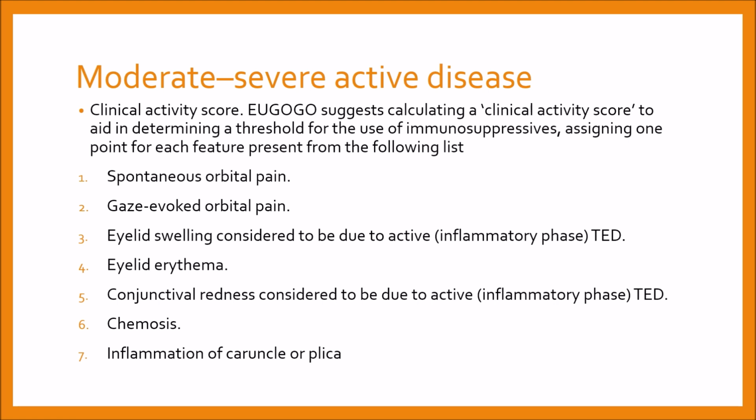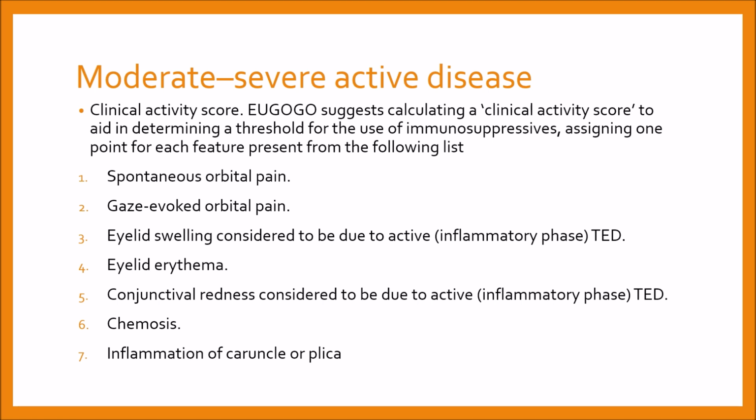Number 2 is gaze-evoked orbital pain. So first 2 are related to the orbit. Number 3 is eyelid swelling considered to be due to active inflammatory phase of thyroid eye disease. And number 4, eyelid erythema. So these 2 are related to eyelid. Number 5 is conjunctival redness considered to be due to active inflammatory phase of thyroid eye disease. And chemosis is number 6, and finally inflammation of caruncle or plica. So last 3 are related to conjunctiva.